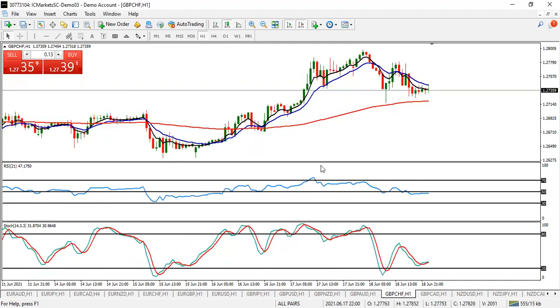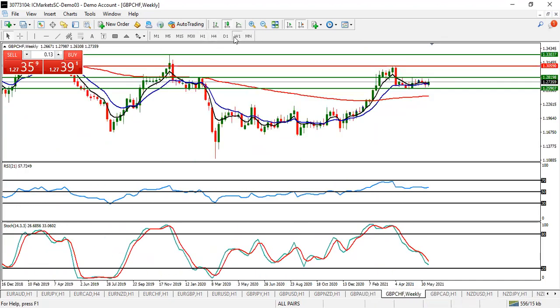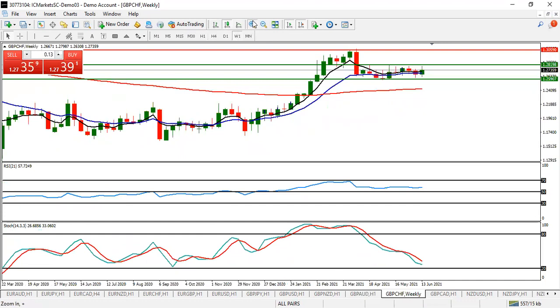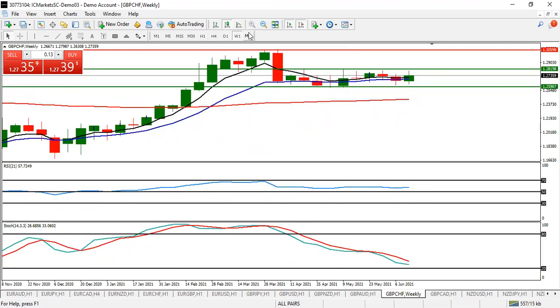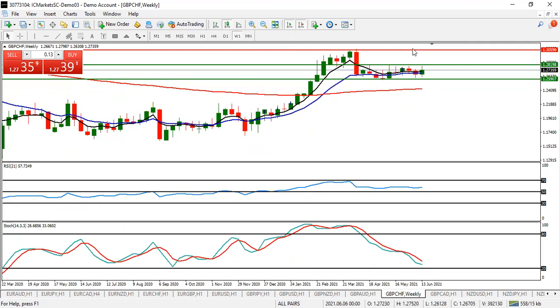GBP CHF is currently to the upside. The weekly candle, we see it close as a bullish engulfing candlestick, a clear indication that tells us this may keep pushing up. If it keeps pushing up and breaks this resistance right here, we're expecting it to push up to the red resistance at 1.3059.